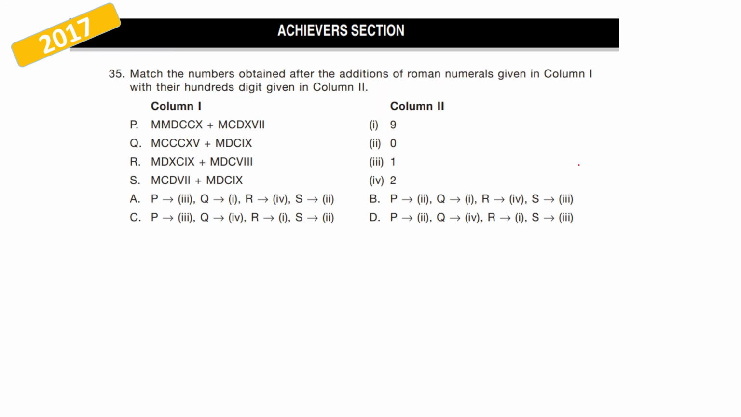Now it's time to go to the final question. It says, match the numbers obtained after additions of Roman numerals given in column 1 with their hundreds digits in column 2. So we are looking at the hundreds digit. Pay attention here. Solve P, Q, R, S and then choose the right match in the given options.